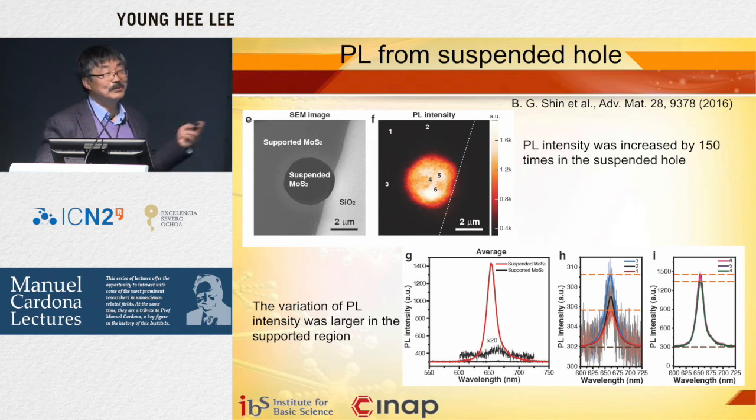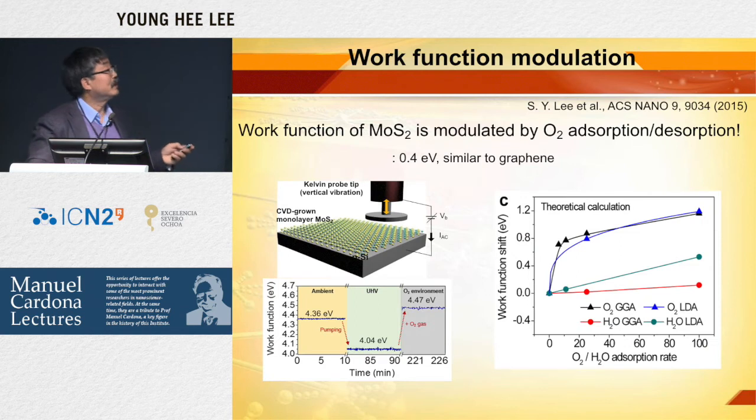So even though it's a direct band gap material, unless you pay attention to the flatness of the substrate, you cannot have high photoluminescence because of the quenching effect by the strain. So this is again the lesson that one has to be careful with these optical properties.